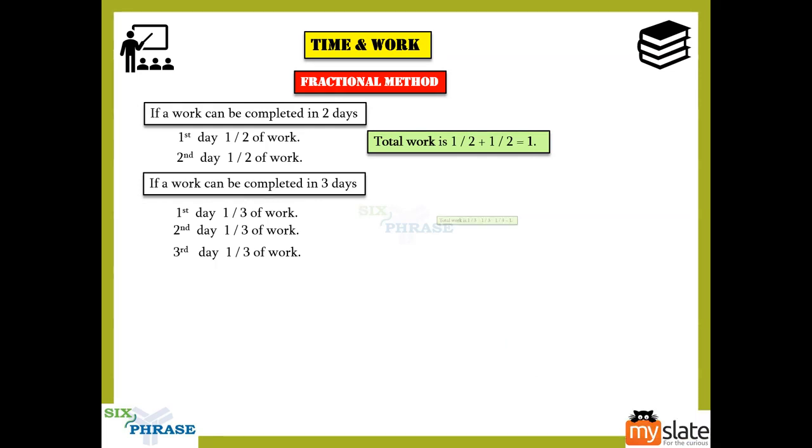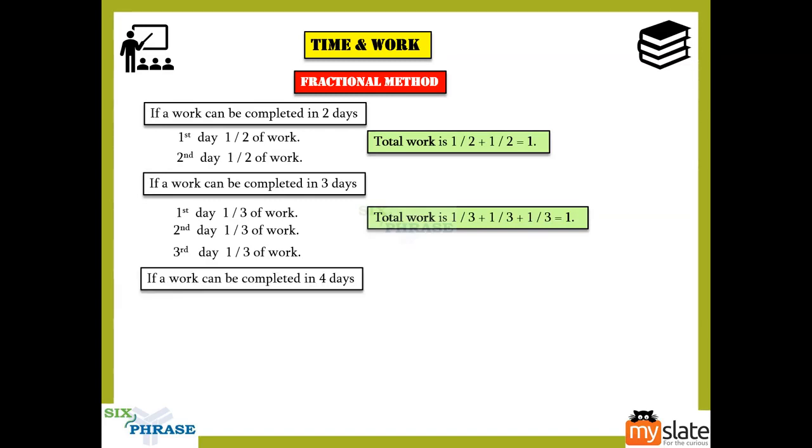So the total work again here is, guys, 1 by 3 plus 1 by 3 plus 1 by 3, you'll get 1. So it is the same thing. If a work is completed in 4 days, now I want you to pause the video and fill in the blanks. Okay, first day how much of the work will be done, second day, third day, and will there be a fourth day, or will there be a fifth day? I want you to pause the video and answer this question and then come back and check your answer. Yes, pause the video, guys.